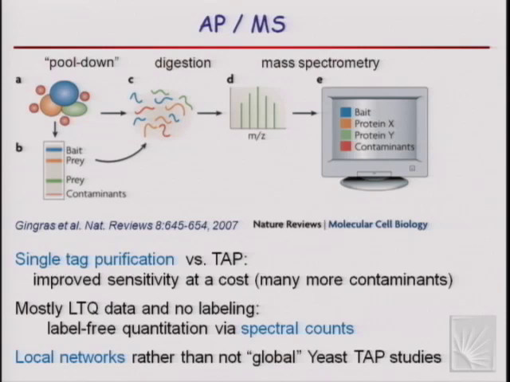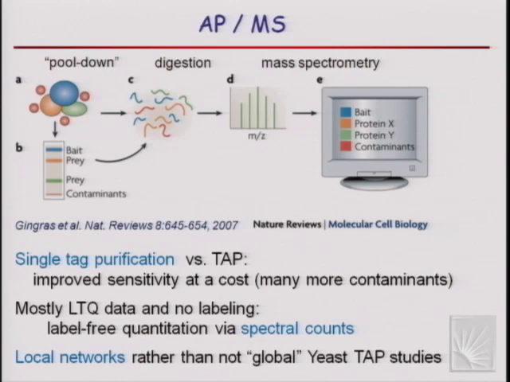I only want to say that in today's presentation, like Claude and Grau already mentioned, we'll focus on single tag purification because it provides improved sensitivity. However, it comes at the cost of many more contaminants. So really the computational methods to identify those contaminants and remove them become more crucial for the quality of the results. Again, I work with the data that I can get and that my collaborators are generating. A lot of times it's LTQ data and no labeling, although I should say that my interest in this area of protein interactions actually came from collaboration with Jeff Reinisch, who spoke earlier, and that was stable isotope labeling-based work. More recently, I started working with label-free methods such as spectral counting, and I'll talk mostly about that today.